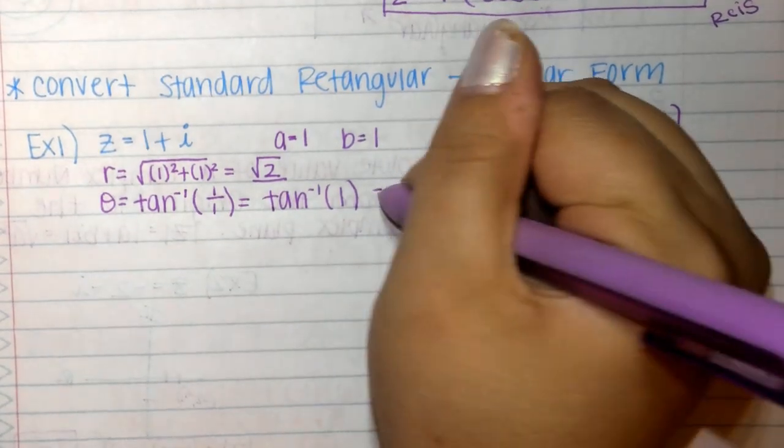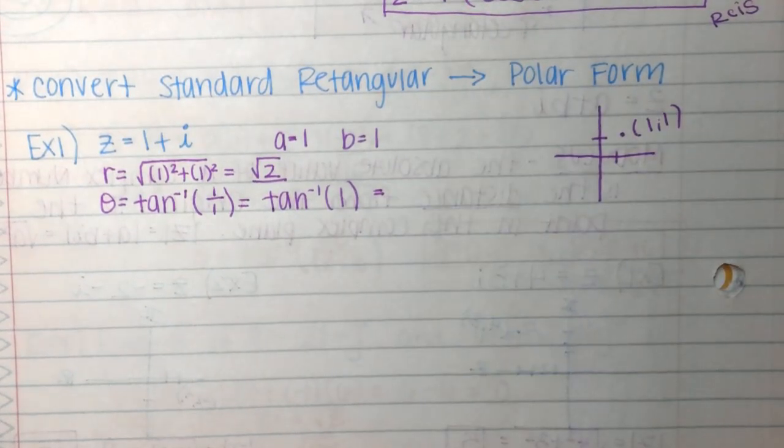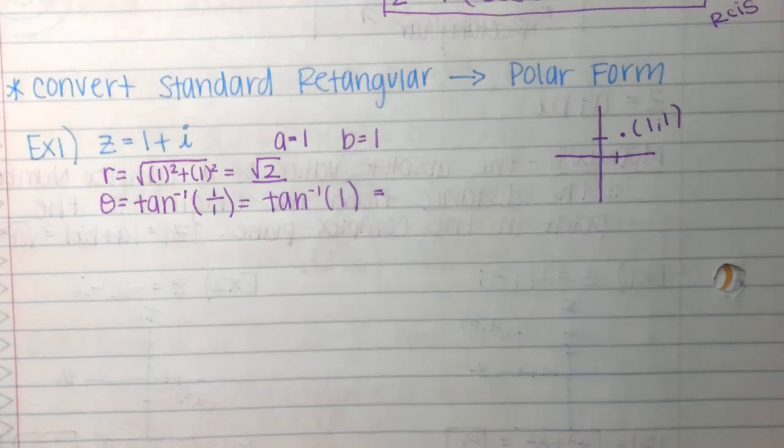1. This is where you need to know your unit circle. Somebody's like, what? Let's just think back. Where is tangent 1? What is the inverse tan of 1?